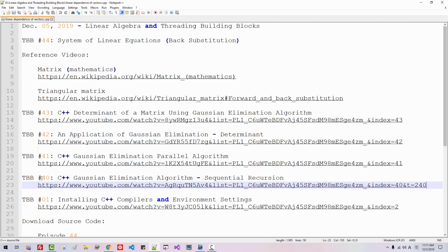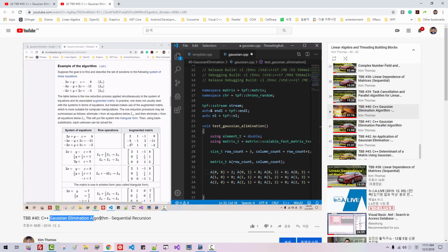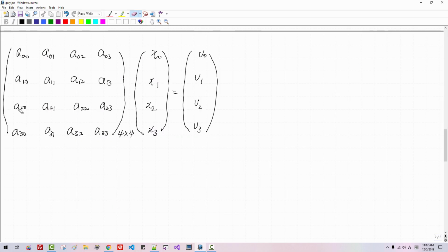In our previous episode 40, by using the Gaussian elimination algorithm, we transformed this matrix into an upper triangular matrix. So all elements below the diagonal elements are 0. I will delete them. Instead, this element is 0, this element is 0, and so on. This is an upper triangular matrix.